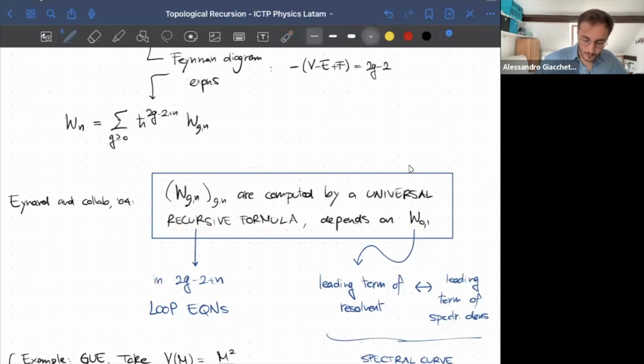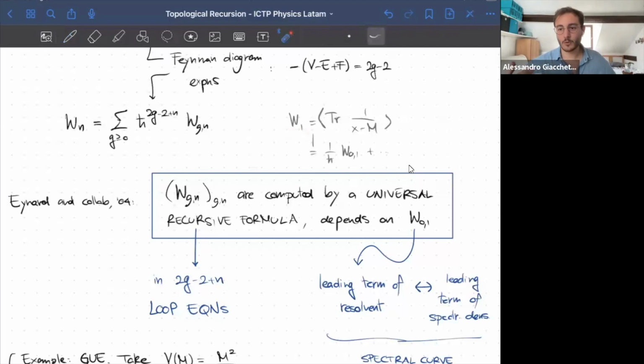So to be more precise, first of all, what is this omega 01? If you remember, W1 is the resolvent, right? So it's this quantity here. And because of this, it has an h bar expansion. So it's something like 1 over h bar, omega 01, plus higher order terms. And I also said that this resolvent is more or less the spectral density. So this omega 01 is the leading term of the resolvent, which is essentially the same thing as the leading order term of the spectral density.